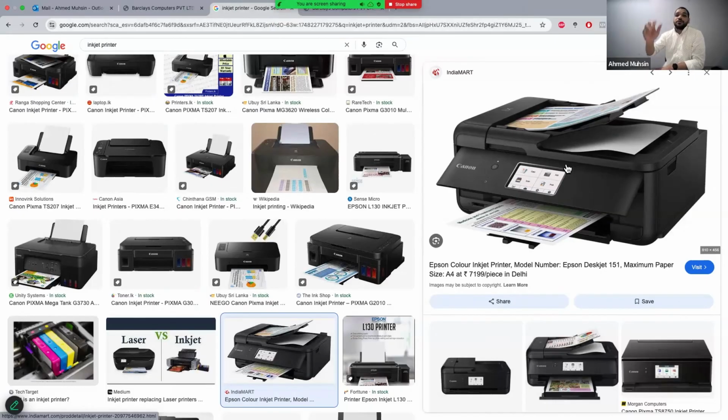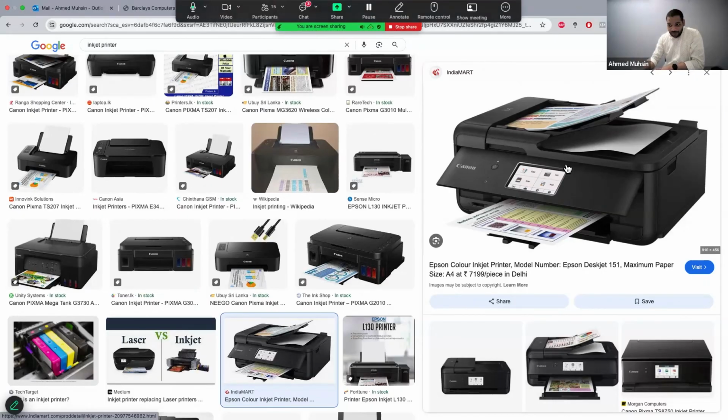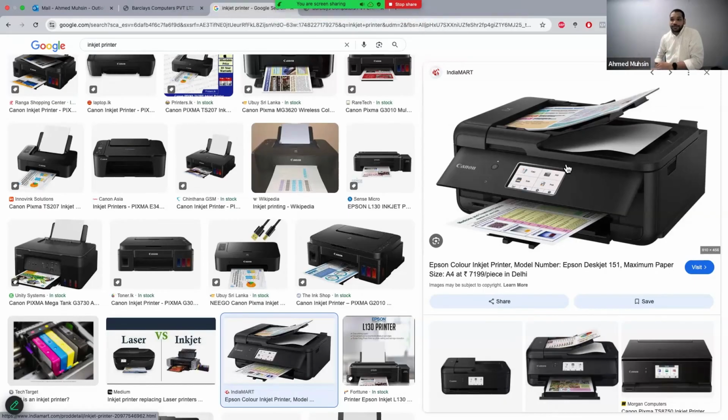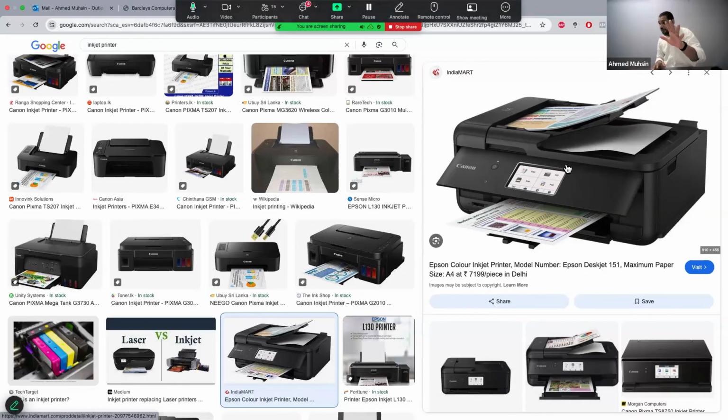Each cartridge can support about 2000 copies only. After you buy a new cartridge, you will notice the running cost of such a printer is quite expensive for you. Are we all okay with this?